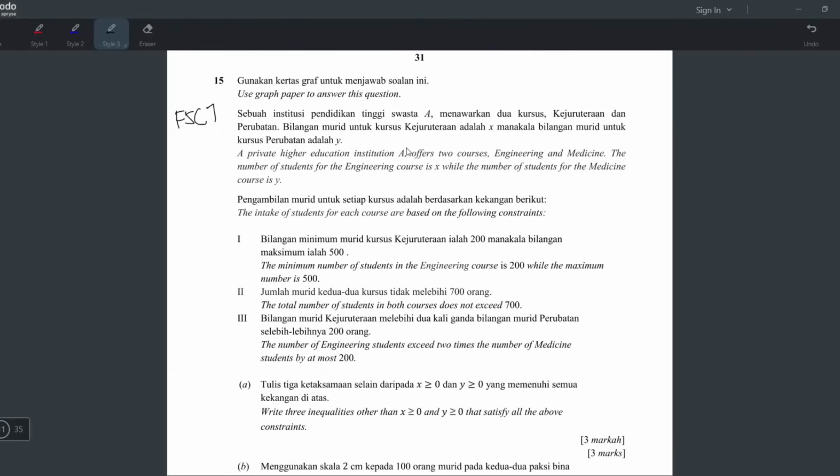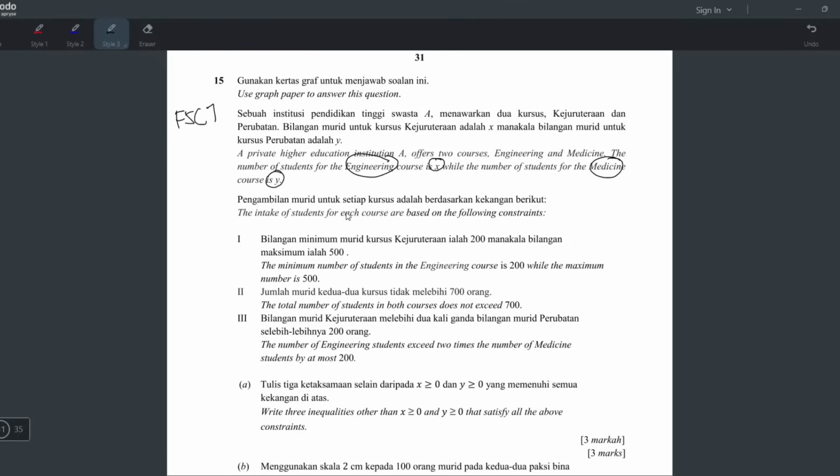Private higher education institution A offers 2 courses, engineering and medicine. So you have two different things here, engineering, medicine. The number of students for engineering course is X, while the number of students for the medicine course is Y. So engineering is X, medicine is Y. So this is important, because when we're doing linear programming, it's always important to know what the XY represents. If you don't know what the XY represents, you cannot write the inequality later. So engineering is X, medicine is Y.